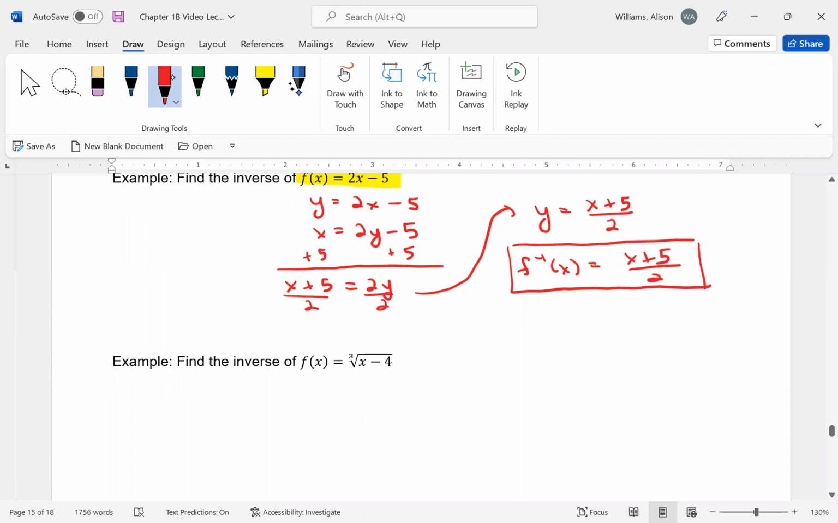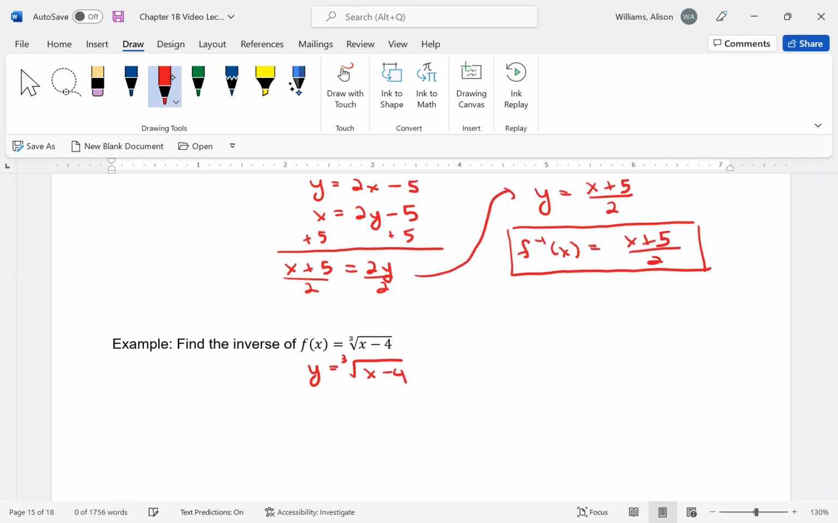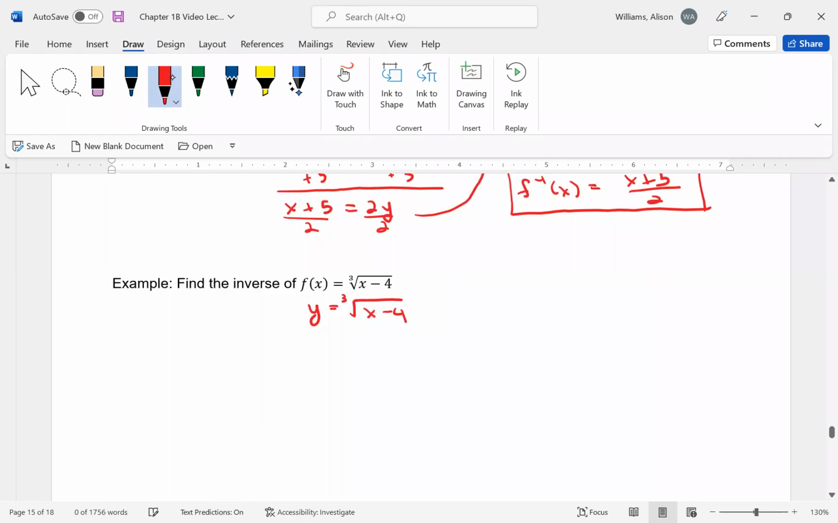So first thing I want to do is call this y. Give myself a little space here. There we go. All right, and then I'm going to switch x and y. And now I'm going to solve for y. To do that, I'm going to need to cube both sides. I've got to get rid of the cube root. So to get rid of it, I'm going to cube both sides of the equation.